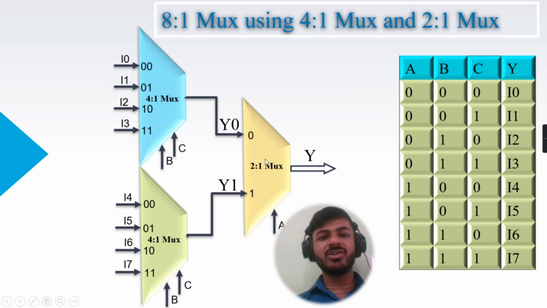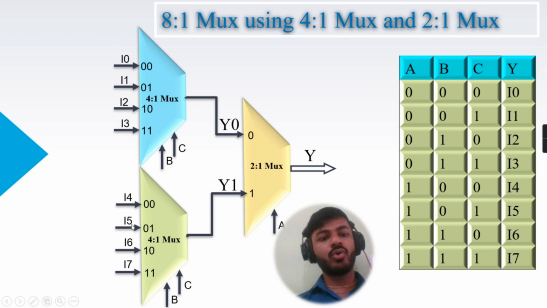That means if select line A is equal to 0 and select line B is equal to 0 and C is equal to 0, then I0 will be routed to Y0. If select line A is equal to 0 and B is equal to 0 and C is equal to 1, then I1 will be routed to the Y. If select line A is equal to 0, B is equal to 1 and C is equal to 0, then I2 will be routed to the Y. If select line A is equal to 1 and B is equal to 0 and C is equal to 0, then I4 will be routed to the Y.